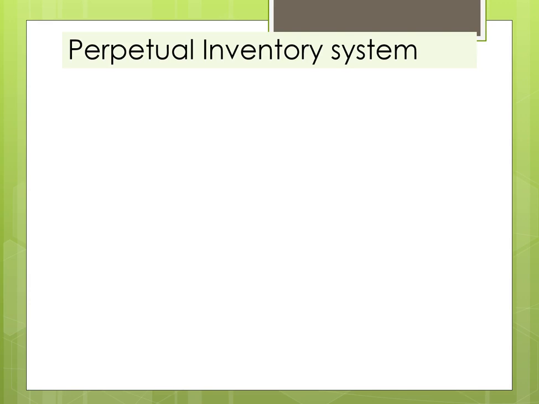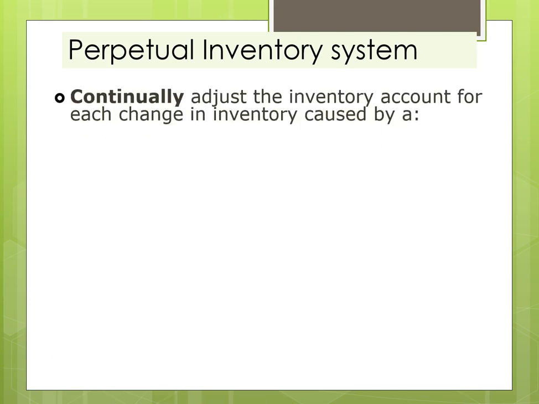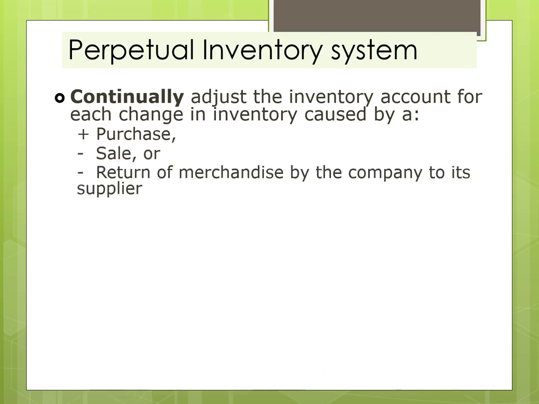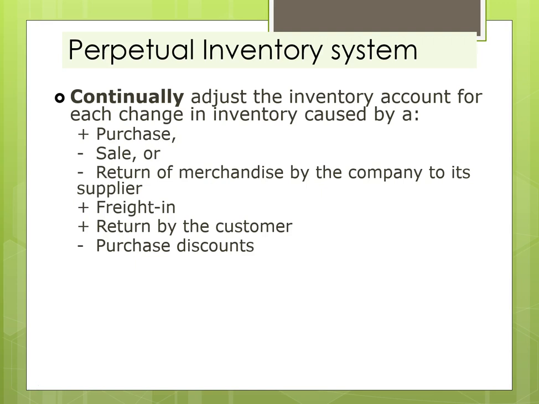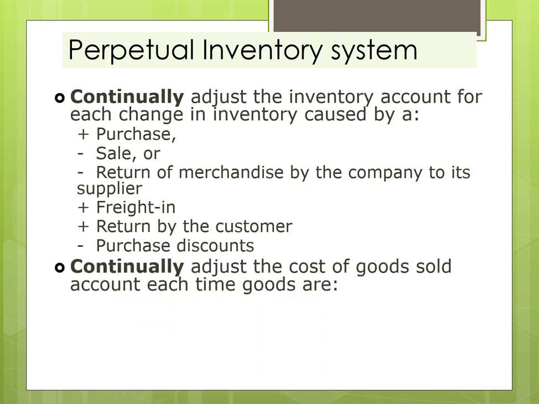Now, perpetual inventory system. Again, we are continually adjusting the inventory account. Each time there's a change in inventory, we are going to add purchases, minus sales, minus returns of merchandise by the company, plus freight in, never freight out. Freight out is a selling expense. Plus returns by customers, assuming the item is still good for sale, and minus any purchase discounts. We are continually adjusting the cost of goods sold account each time goods are sold or returned by the customer.